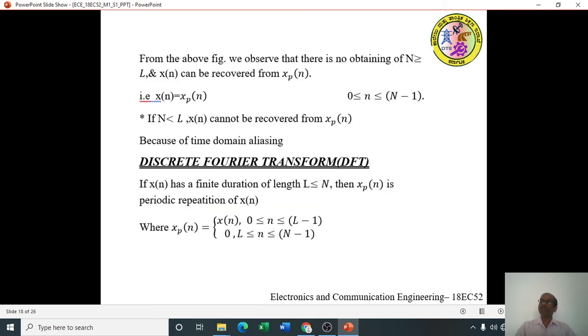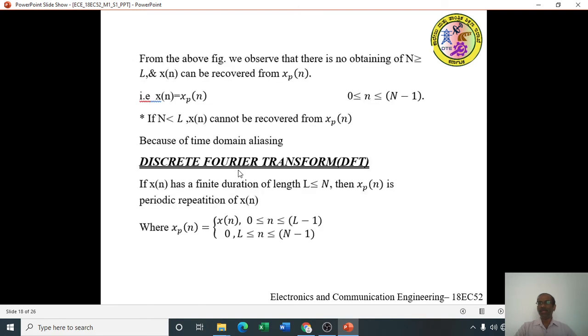So the very important condition is, for the proper reconstruction of our signal, the value of n should always be greater than or equal to L. Otherwise, we can't reconstruct x of n from the knowledge of xp of n. If you choose n value less than L, we get aliasing. With this, we'll start the discrete Fourier transform.